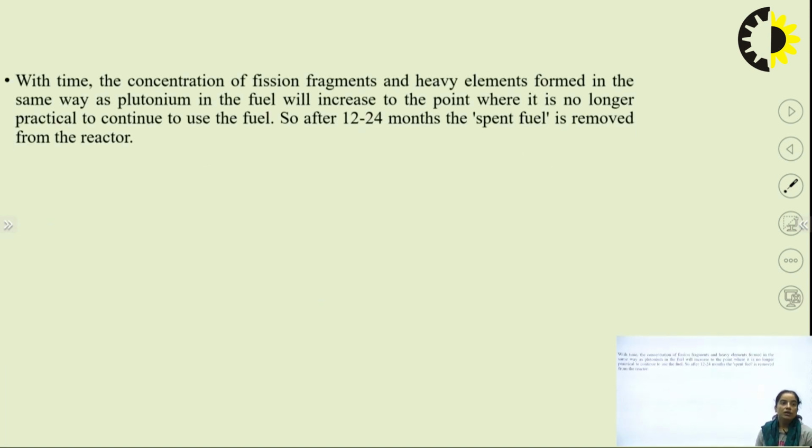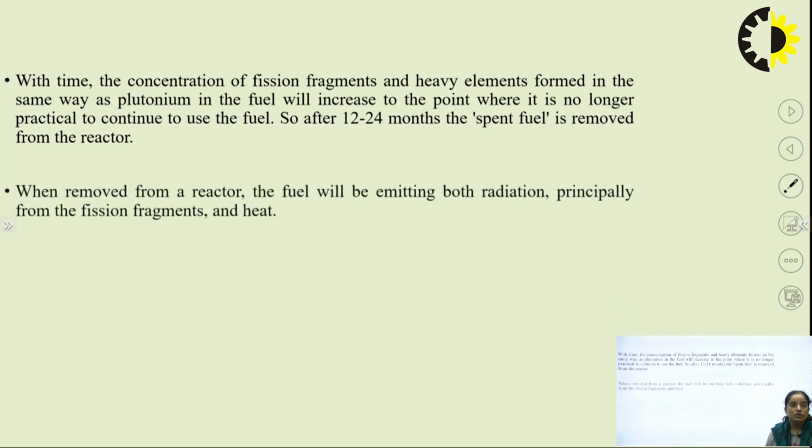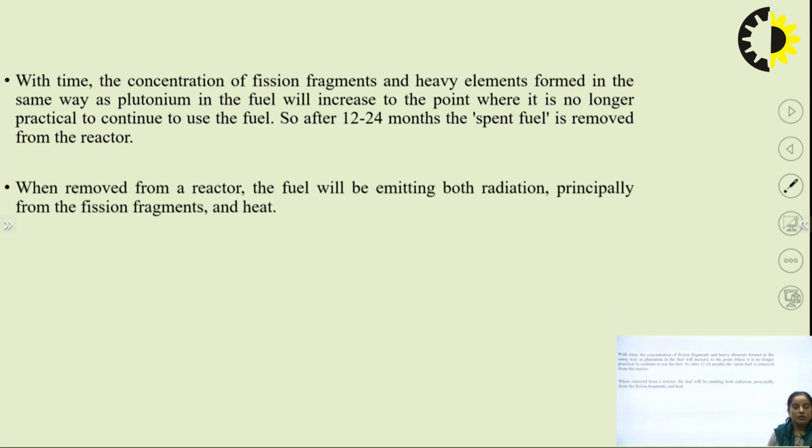Okay, so with time, the concentration of fission fragments and heavy metals formed, such as the plutonium in the fuel, will increase to a point where it is no longer practical to continue the use of the fuel. So generally after 12 to 24 months, the spent fuel is removed from the reactor. There is no benefit in using the same nuclear fuel for so long.